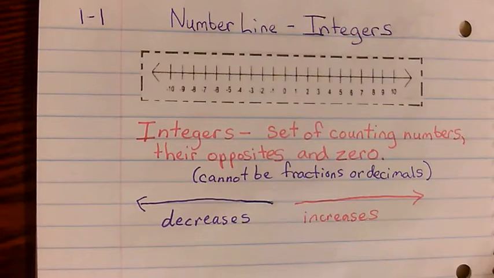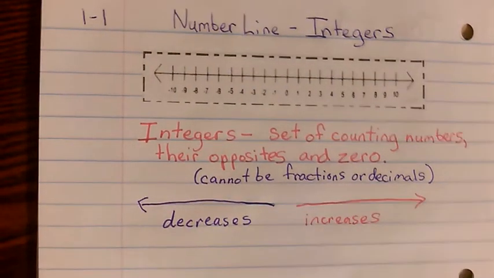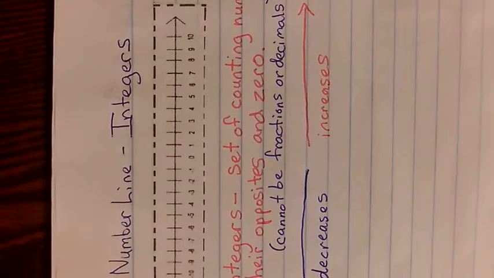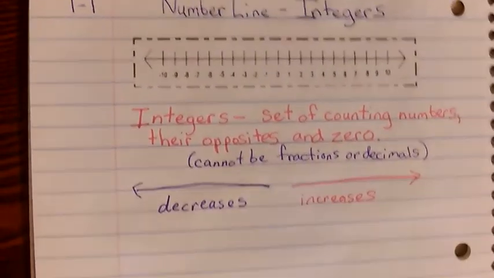Now, number lines are not always turned left to right. Sometimes you'll see number lines like a thermometer that are top to bottom. And when you get a coordinate plane, you will see them going both directions, left and right, and top to bottom.